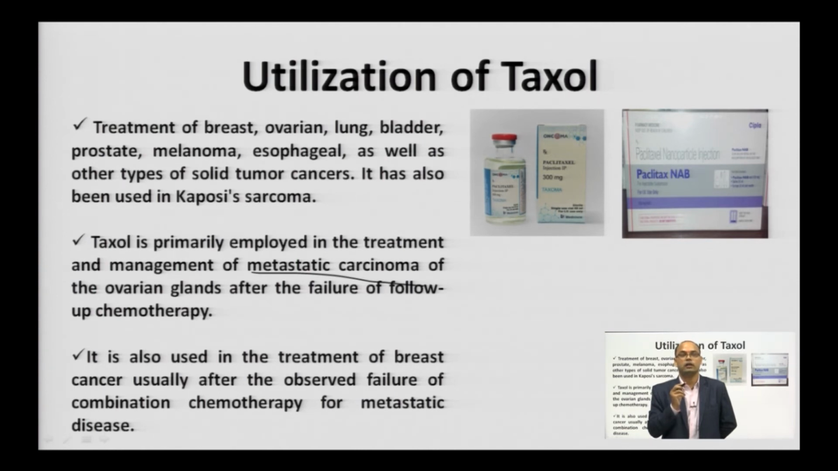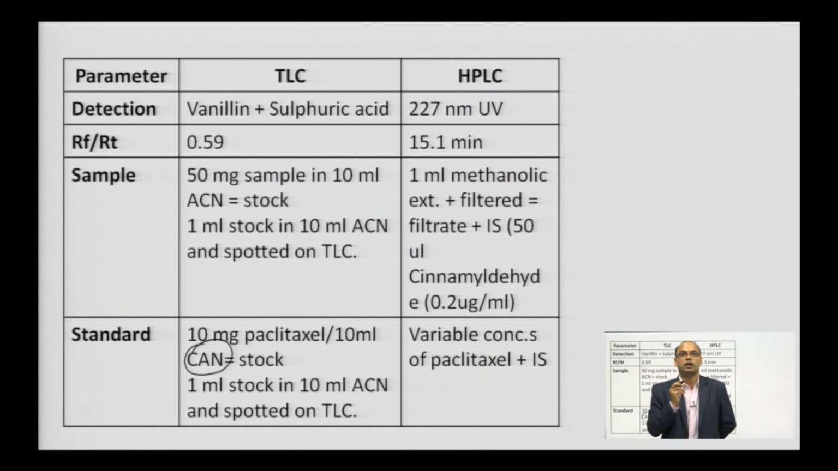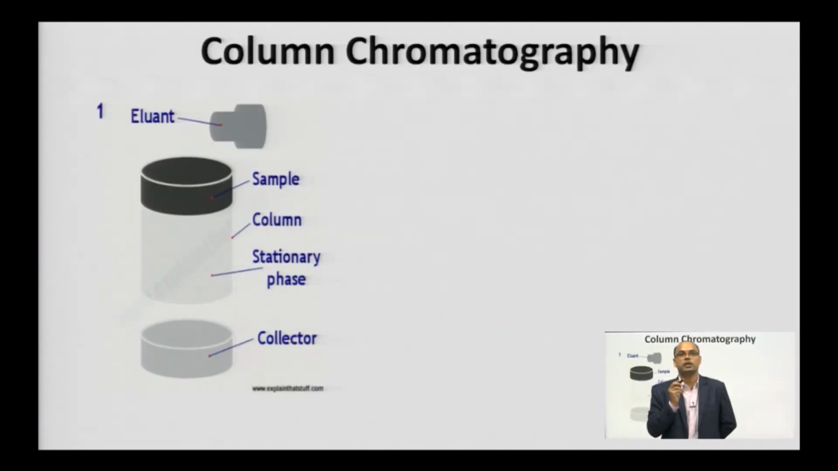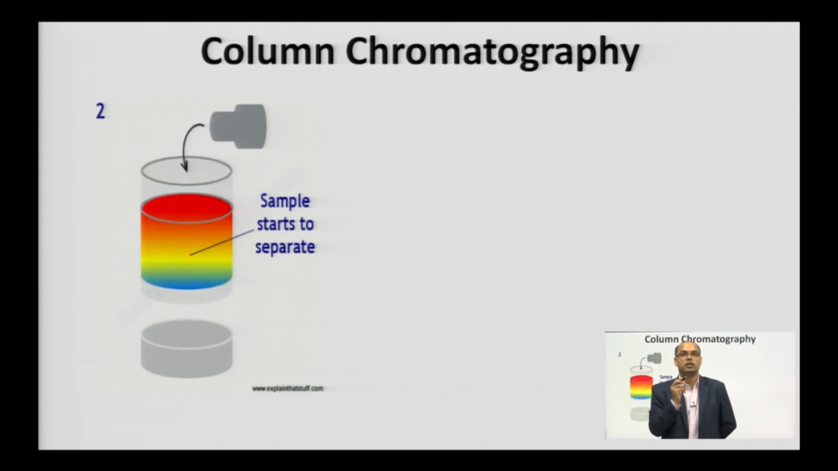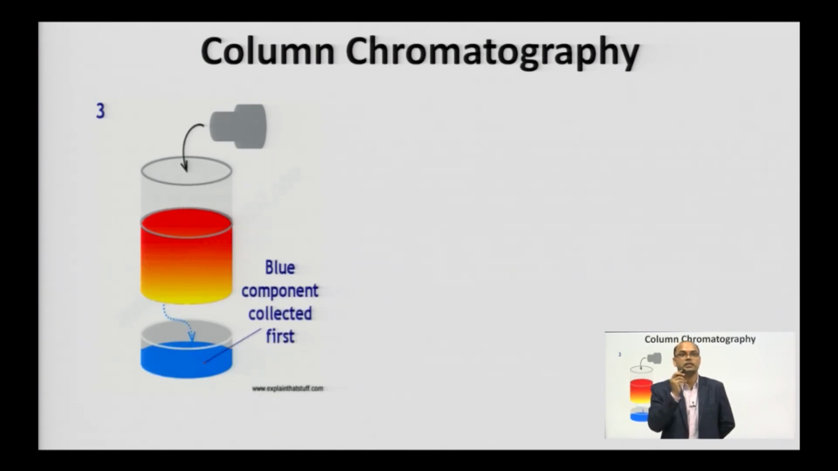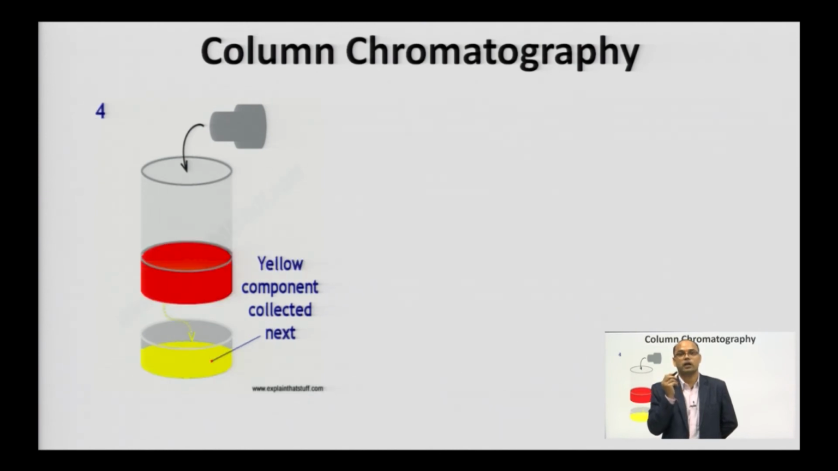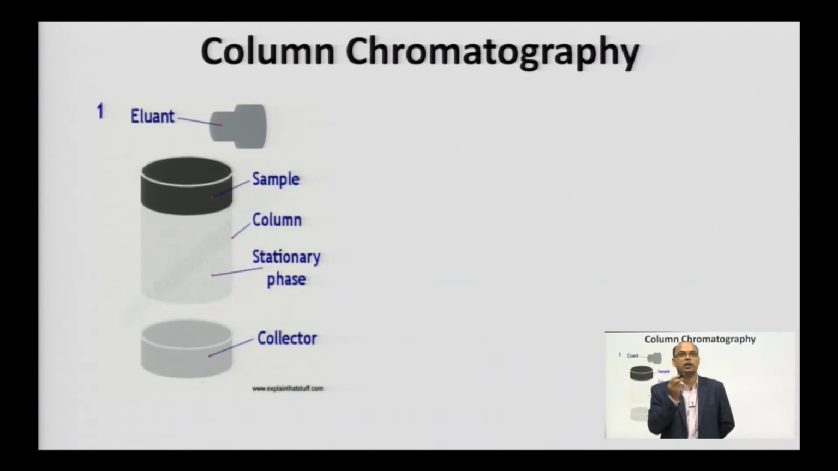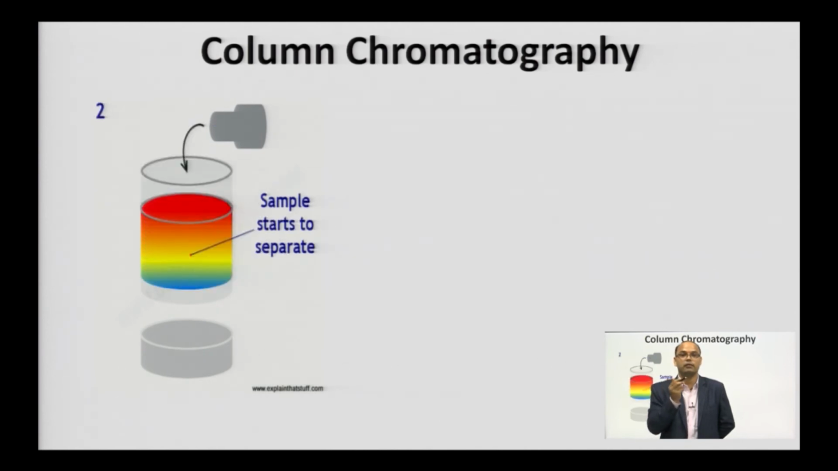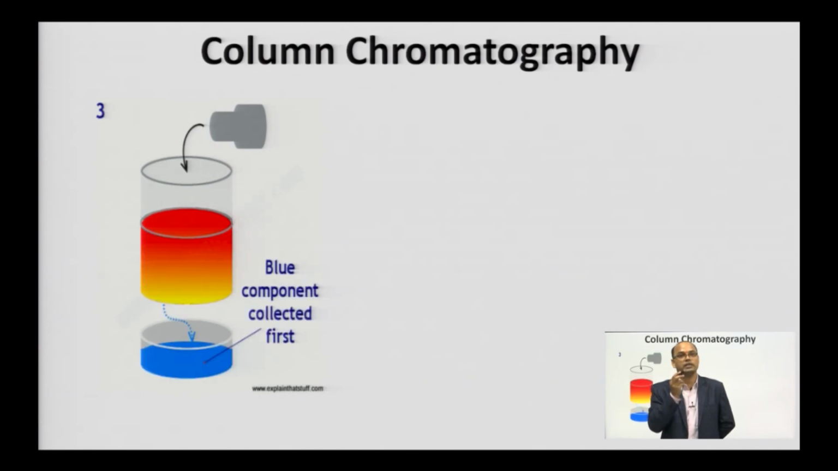If we take a fast recap of our presentation, this is the column chromatography we have discussed. In this technique, we put in a mixture, and the mixture gets separated into different components on the basis of their affinity for the column. You can see that the red part is eluted last, and the blue part is getting eluted first.